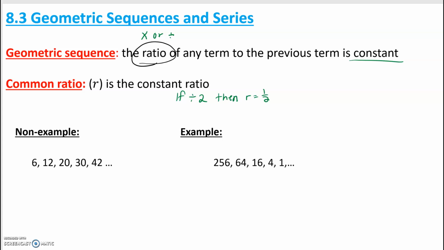Okay, so at the bottom here I have one non-example and one example. So notice that from here to here I would be multiplying by 2, and then I can't multiply by 2 to get to the next one. I'm actually adding different numbers each time. So this one would be a non-example. My example over here, it looks like it is dividing by 4 each time. So remember, if I were to write my common ratio, that would look like 1/4, because it would be the same thing as multiplying by 1/4.